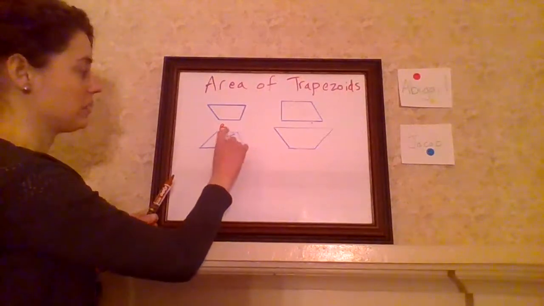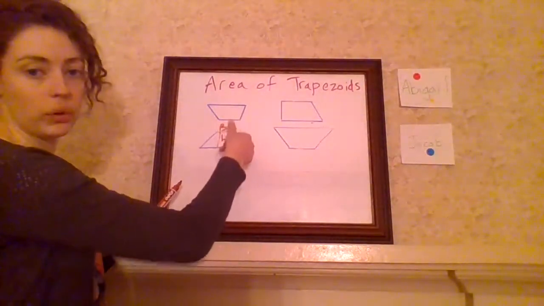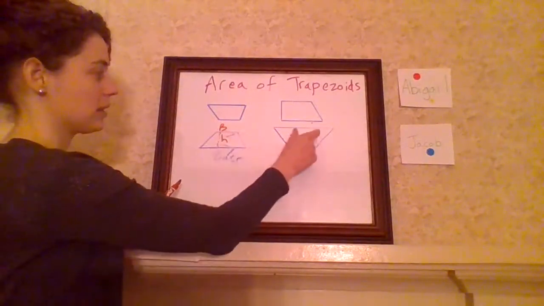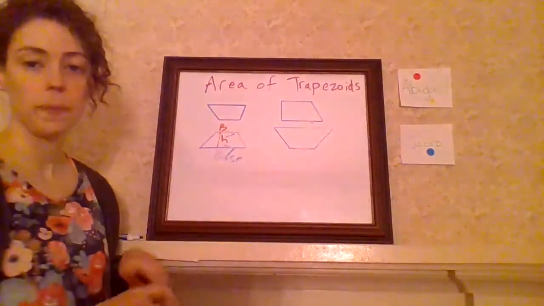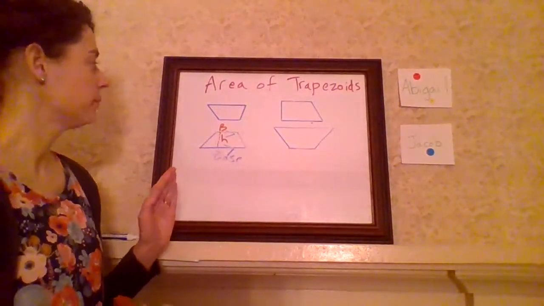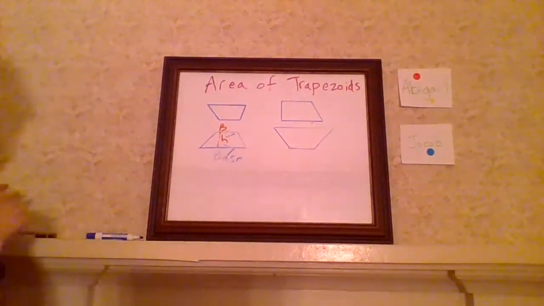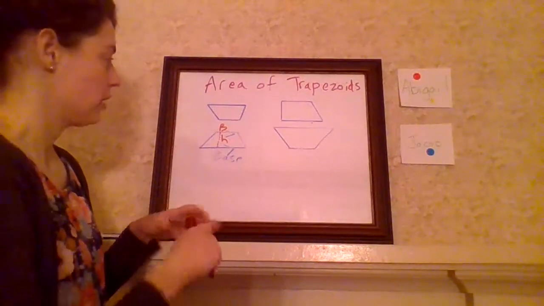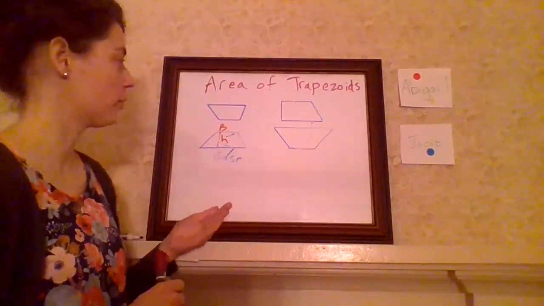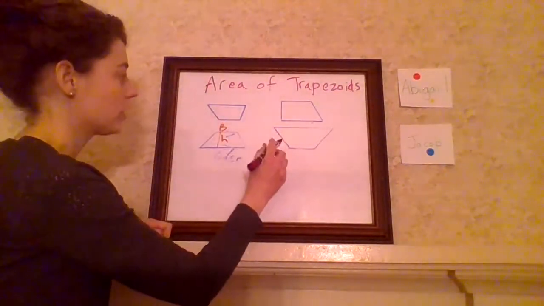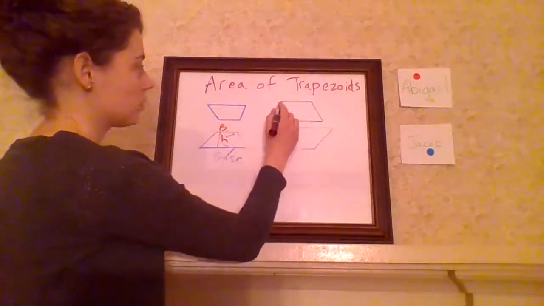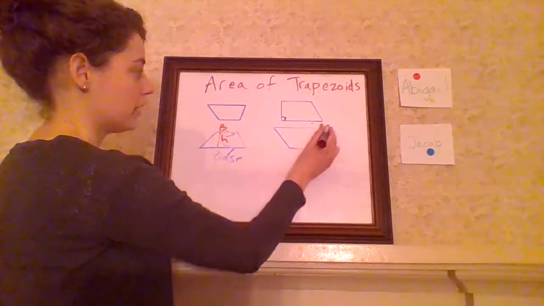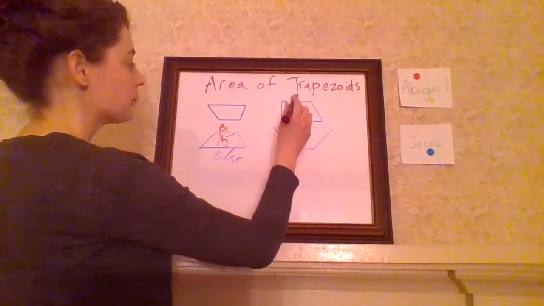And it doesn't matter which side is on the top or on the bottom. You can see this one has the smaller side on top, and this one has the longer side on top. It doesn't matter which you have. Okay, so let's start splitting one of these up and see if we can figure out how we could get a formula for this. Let's look at this top one. This trapezoid has a 90-degree angle here. They don't all have a 90-degree angle, but this one does.